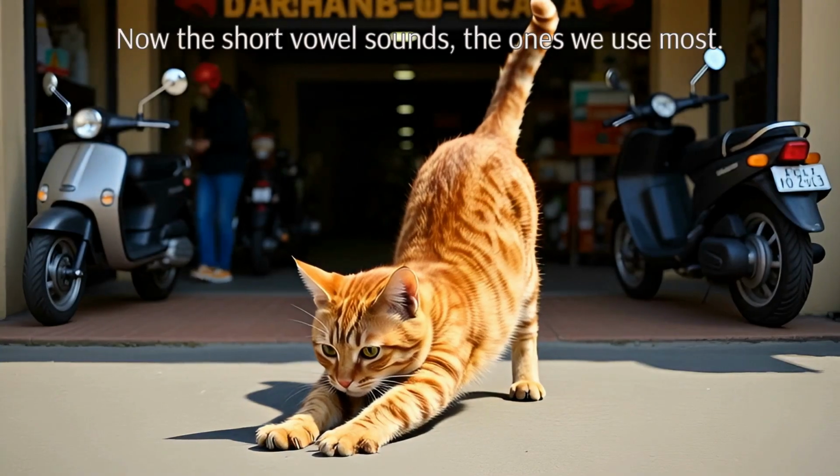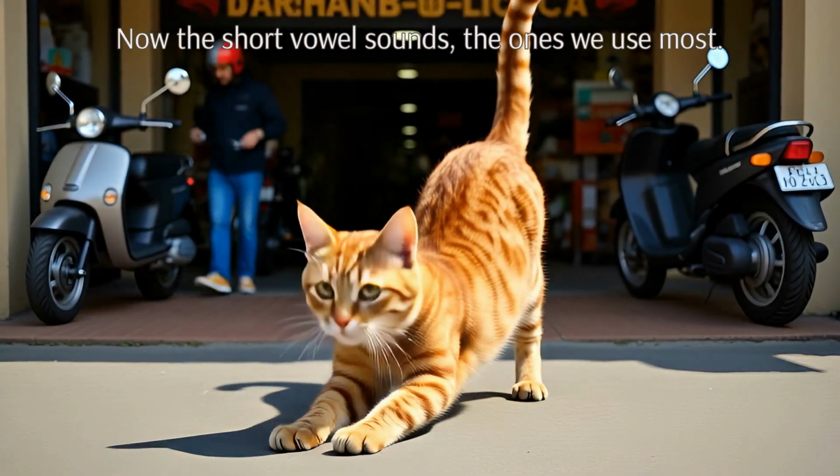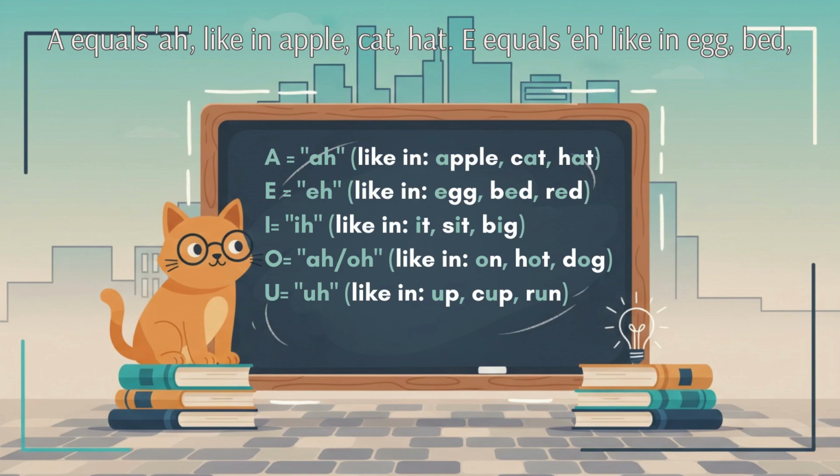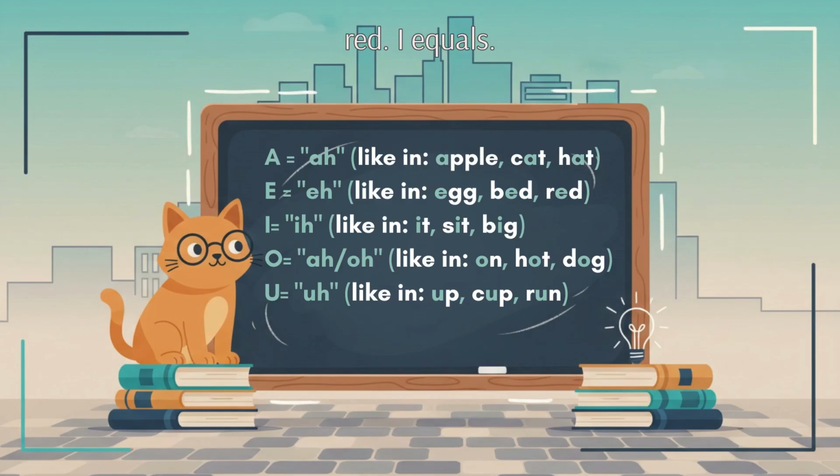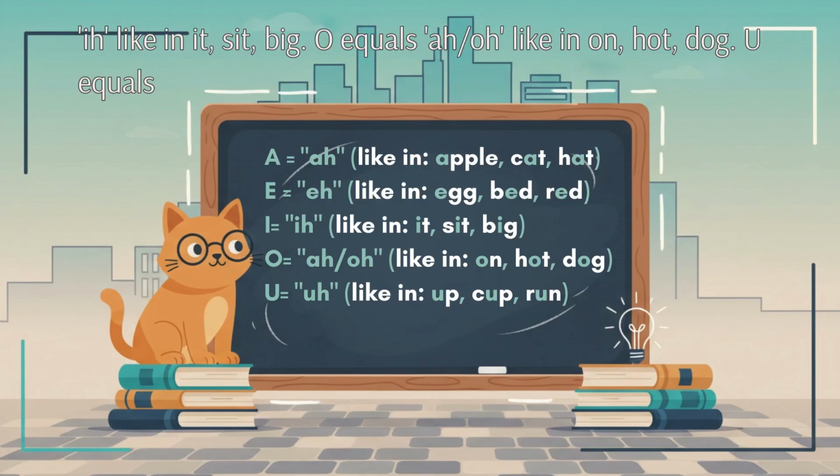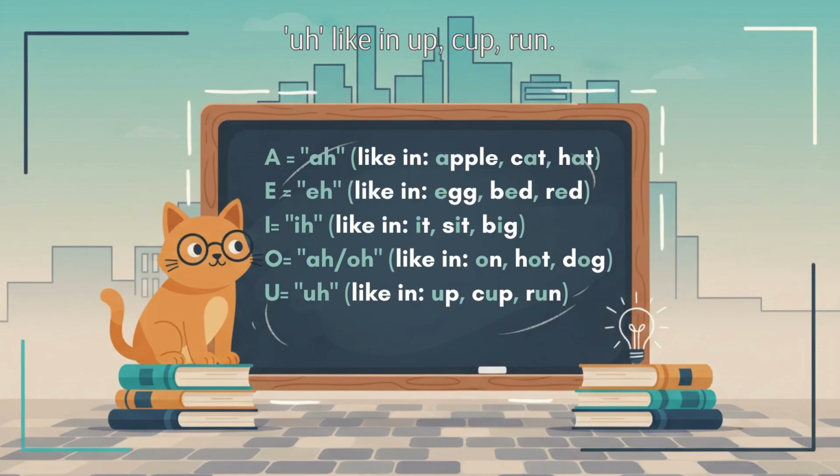Excellent. Now the short vowel sounds, the ones we use most. A equals ah, like in apple, cat, hat. E equals eh, like in egg, bed, red. I equals ih, like in it, sit, big. O equals ah, like in on, hot, dog. U equals uh, like in up, cup, run.